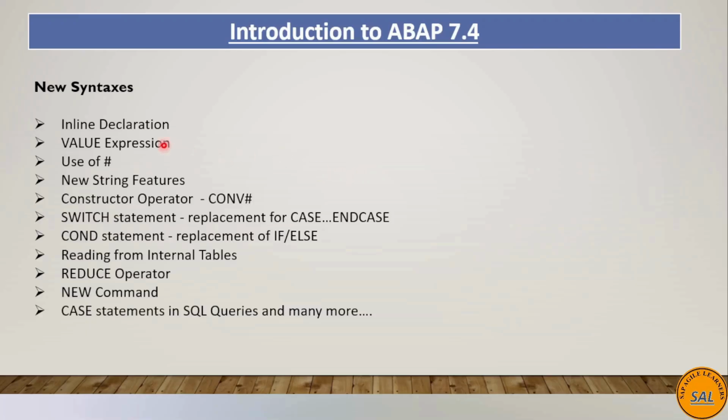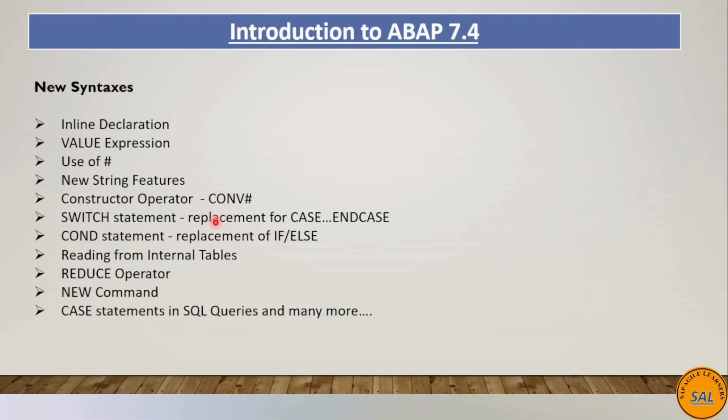If I talk about them, there is an inline declaration, as you can see. Inline declaration means you can create a variable on a single line rather than declaring it at the top. Then there is a value expression syntax that we will be discussing in our upcoming session. Then there is the use of hash that we can use in our ABAP program. And then there are new string features as well, rather than the concatenate statement.